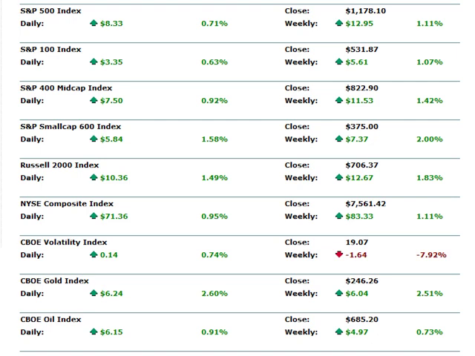Small caps, shown by the S&P 600 and the Russell 2000, two different perspectives on small caps, gained 1.58 and 1.49% respectively. The New York Stock Exchange Composite Index gained 0.95%, volatility actually went up 0.74%, 1907. Gold gained 2.6, oil gained 0.91%.